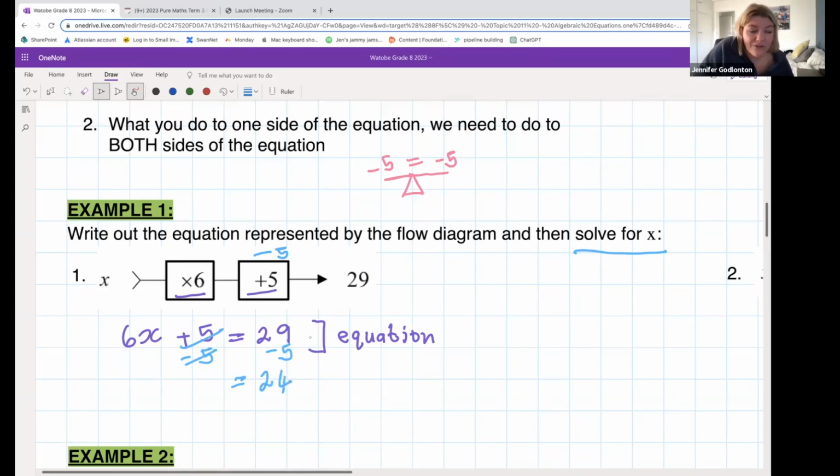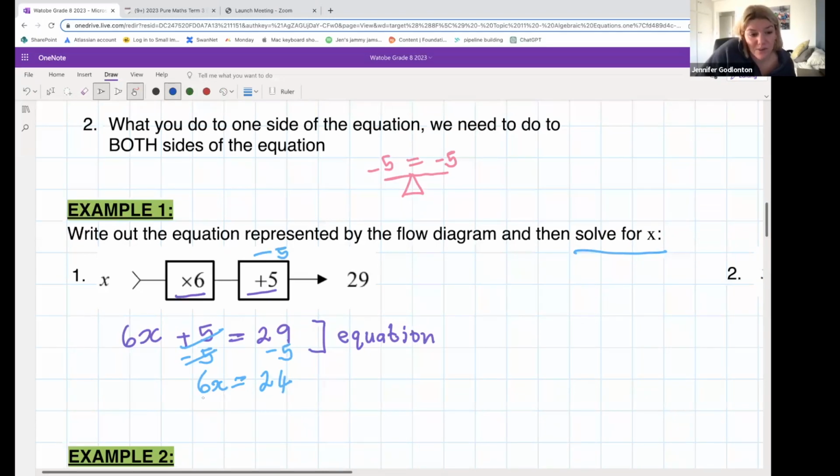Now, you don't have to write all your steps like this. I'm going to show you some quicker ways of writing your steps. I'm just going to show you here what's actually happening so you understand why you are doing the inverse of each thing. Okay, so now we land up with 6x is equal to 24, and you all told me just now what the opposite or the inverse operation of multiply is.